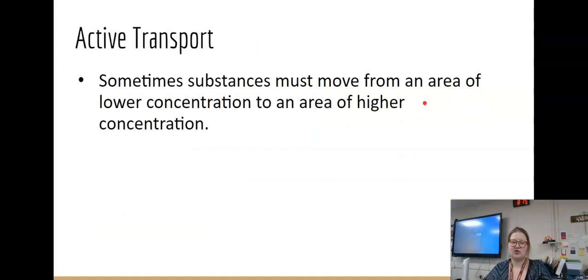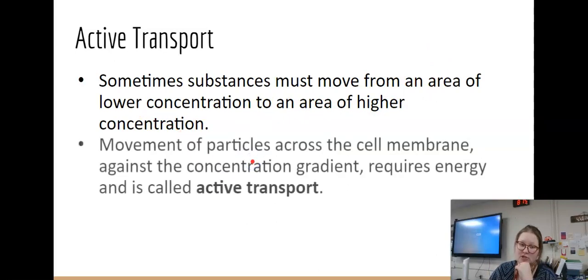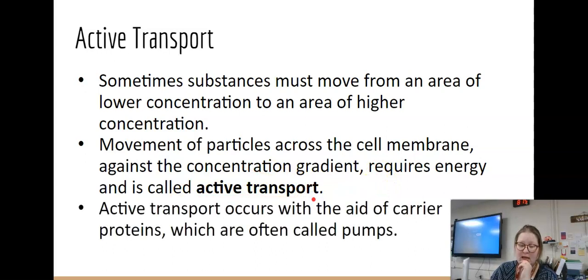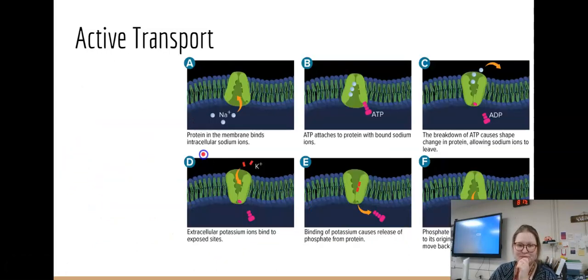All right, active transport. Sometimes substances must move from an area of lower concentration to an area of higher concentration. Movement of particles across the cell membrane against the concentration gradient requires energy and is called active transport. Active transport occurs with the aid of carrier proteins, which are often called pumps. I did not highlight this, but it is something you'll have to write down.